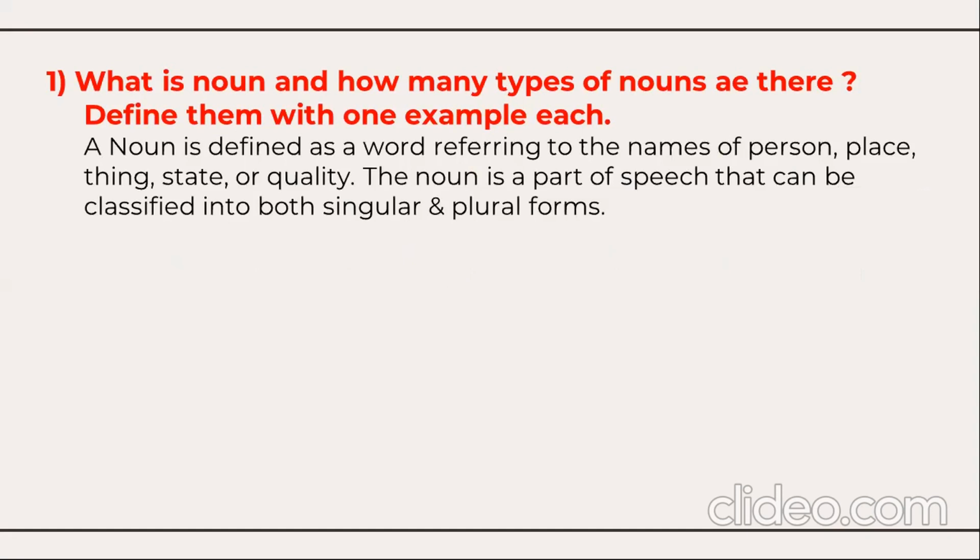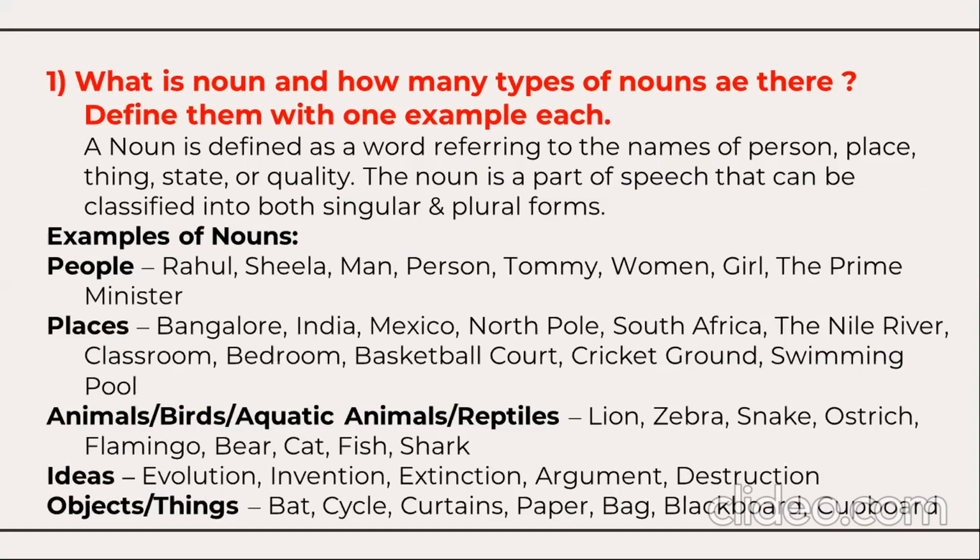So noun means what? Noun is defined as a word referring to the names of person, place, thing, state, or quality. The noun is a part of speech that can be classified into both singular and plural noun. Now let's have some examples of noun, like people, somebody's name, place name, animal's name, bird's name, aquatic, reptiles, etc. Ideas, evolution, invention, objects or things name, they're all nouns.